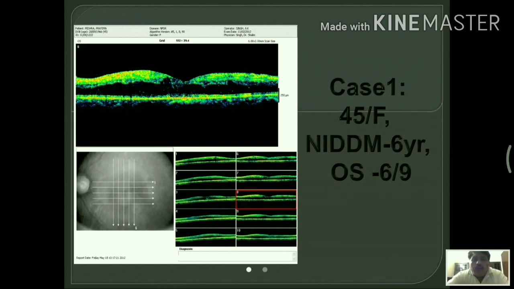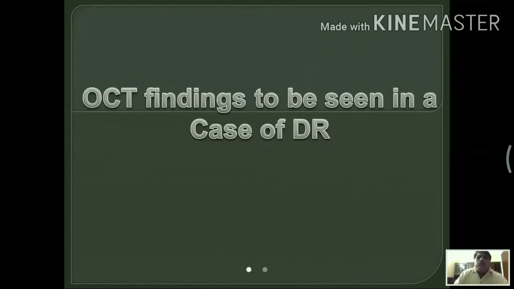What you can see on your screen is a 45-year-old female diabetic patient with a 6-year history of diabetes. To interpret it, we'll go from the vitreoretinal interface. The vitreoretinal interface is absolutely normal; you can't see any membranes there. You have diffuse intraretinal cystic spaces. There is no subretinal fluid or neurosensory detachment. The RPE integrity looks good. This is slightly lower, so I won't comment on the choroidal structures there. I'll now show you some of the findings seen in a case of diabetic retinopathy.